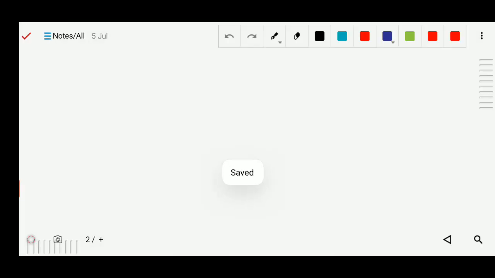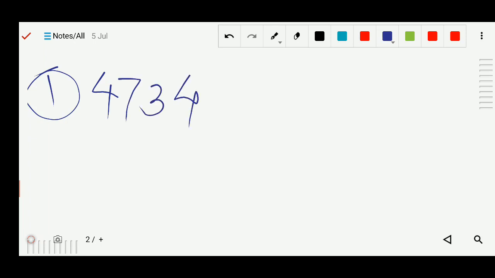Question number 1-7. That is your question number 1, sub question 7. The question is 47348 minus 2267. Okay, so in this question, estimate first, then write the sum or difference, find the sum to check your work.